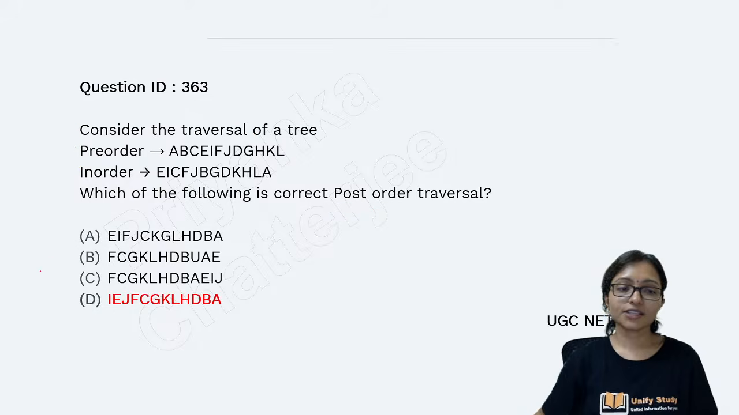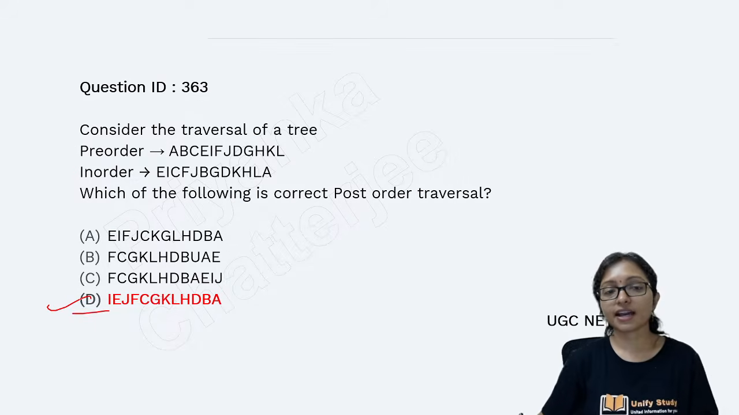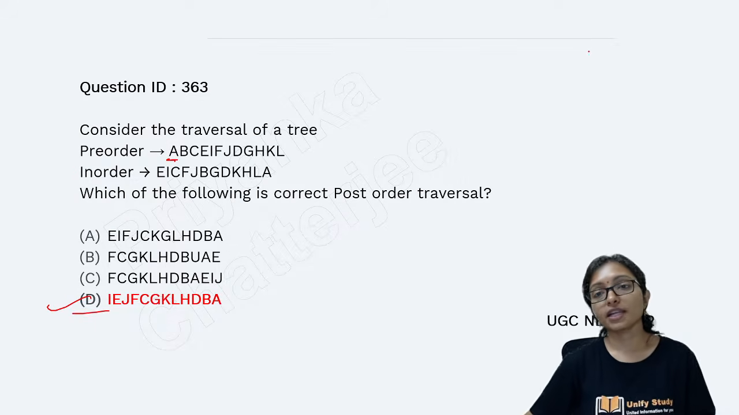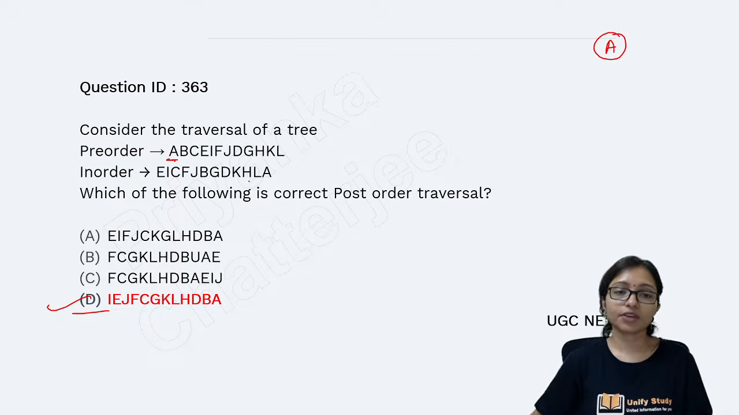Here the answer is option D. Option D is the correct answer. How to do it? In pre-order, I need to identify that A is my root. That is the identification.